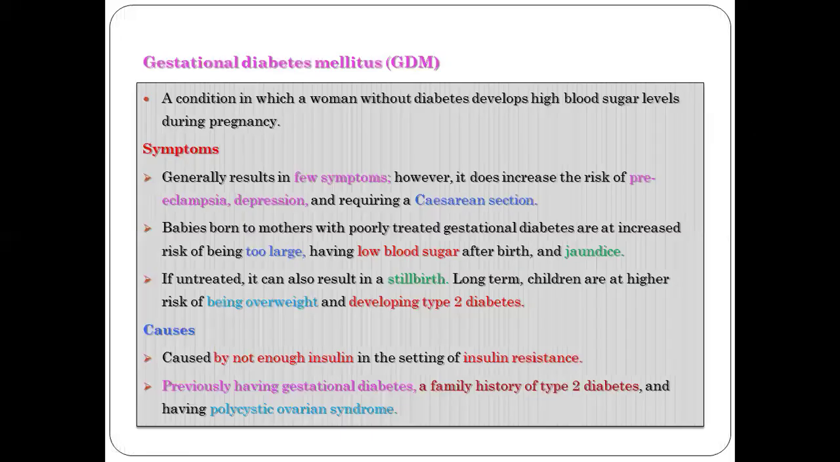So what do you mean by GDM? It is nothing but the condition in which a woman without diabetes develops high blood sugar levels during pregnancy. That means during pregnancy, the blood glucose level is gradually going to be increased. There is no diabetes at all, but the sugar level is increased during pregnancy. So that condition is called gestational diabetes mellitus.